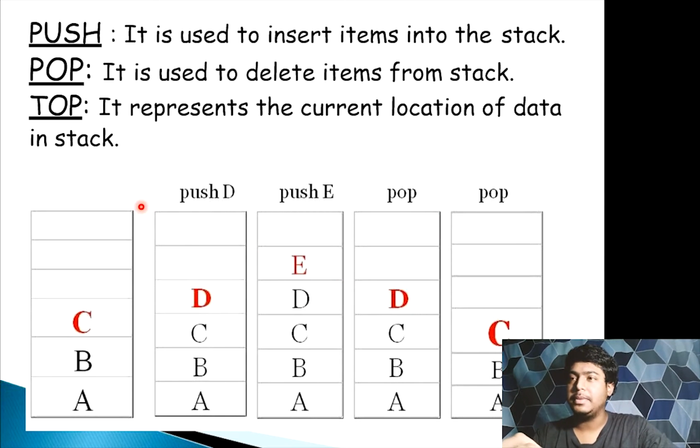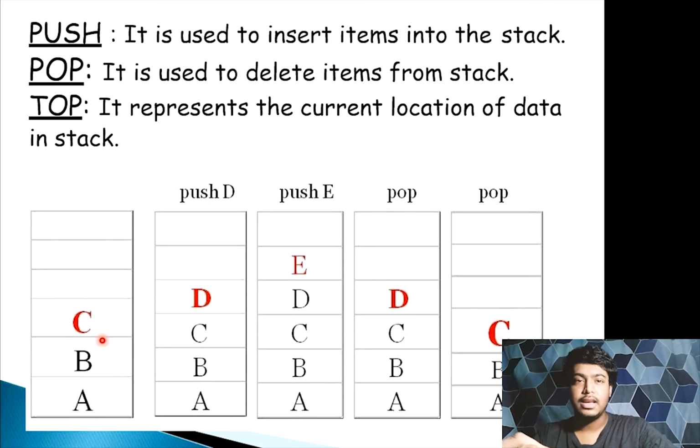So we see a basic example here. Suppose we have a stack containing 6 memory locations in which 3 elements are stored. First we have pushed in A, then B and then C.